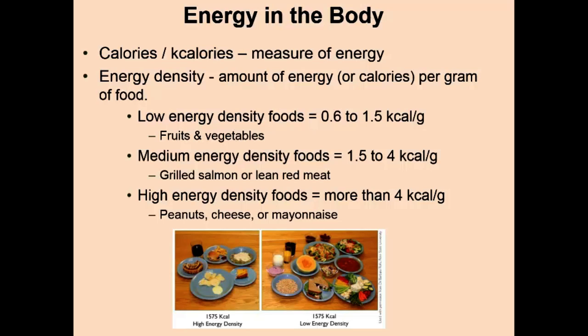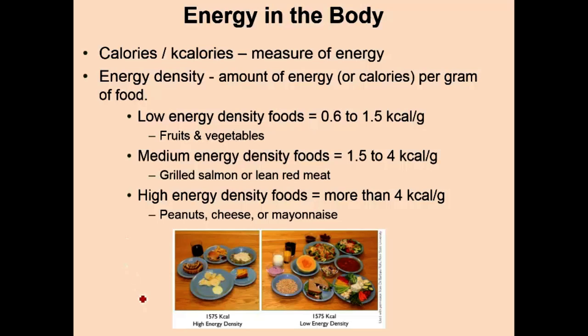And then you have the high energy density foods that are going to provide more than 4 kilocalories per gram. These include peanuts, cheese, or mayonnaise. So let's take a look at these two meals. These are kind of similar to the ones that you find in your textbook.